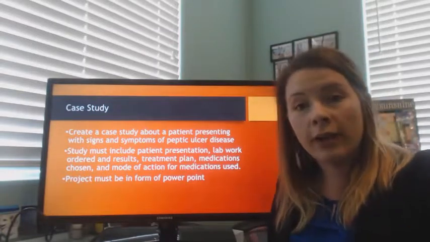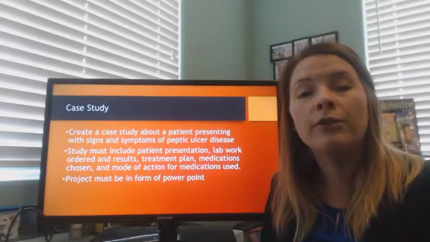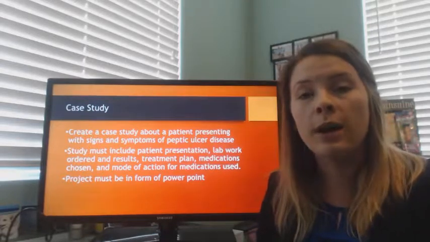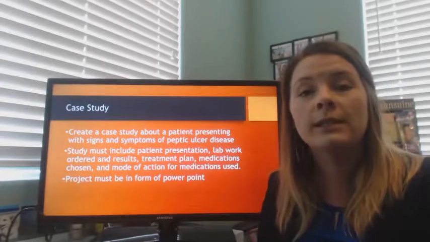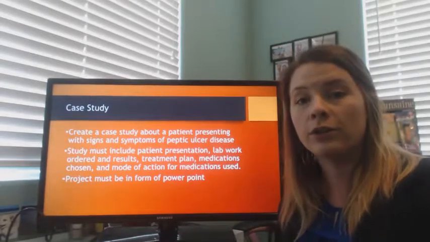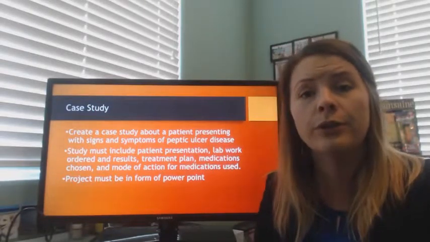For the close of this lecture, we're going to go into a short five-question quiz that will cover the differences between H2 blockers and PPIs. So please prepare the notes that we've gone over in lecture so that you can use those for your quiz.